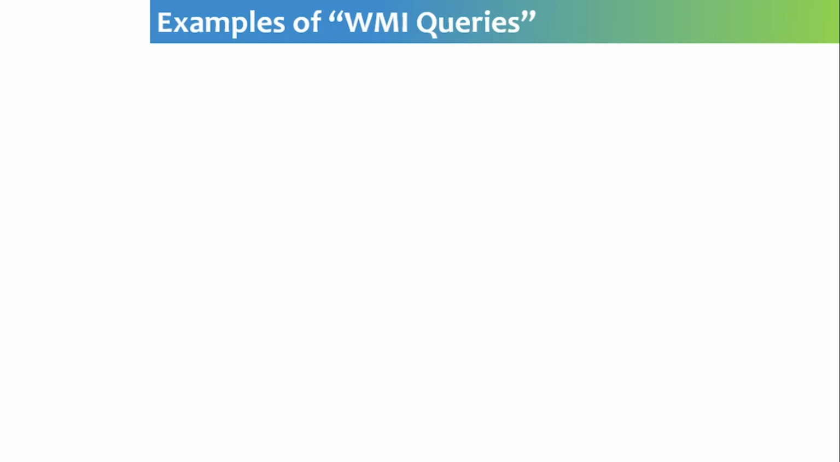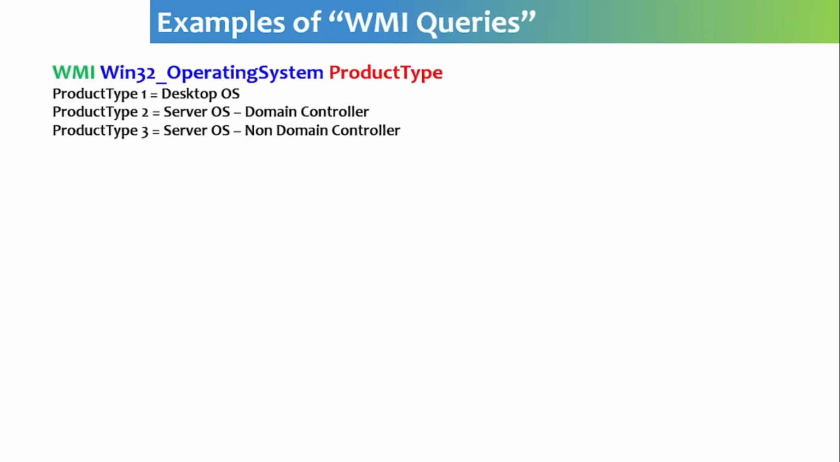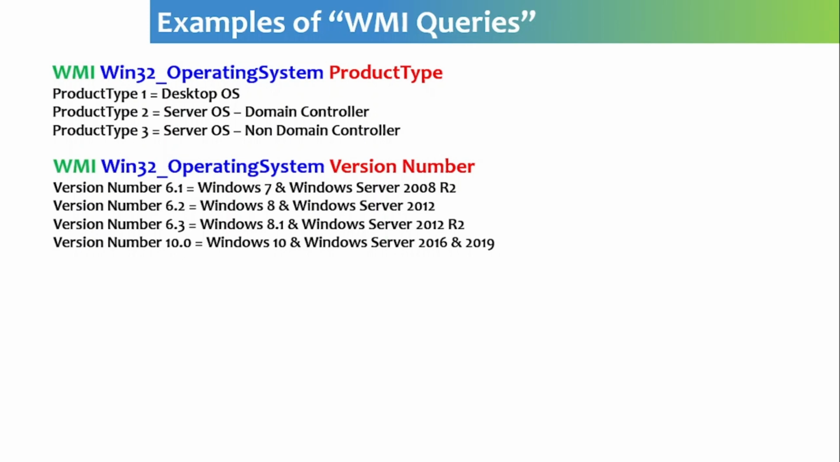Now, let me give you some examples of queries. People write to me that it's very difficult. It is not difficult at all. You have to understand the crux, the basics of it. In this example, I'll only focus on the operating system. There are two things for an operating system: product type and version number. Product type 1 is desktop operating system. Product type 2 is domain controllers. Product type 3 is server non-domain controllers. And then the version number.